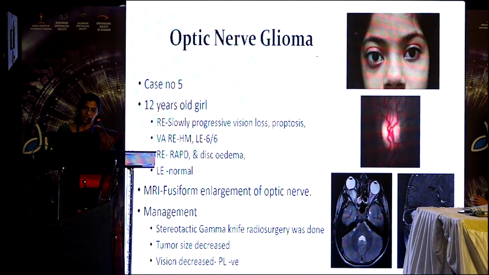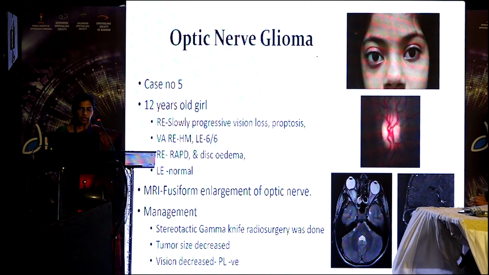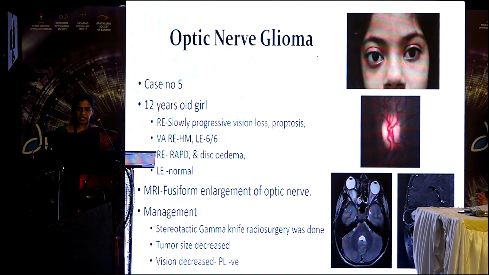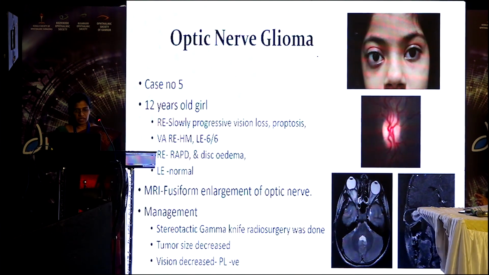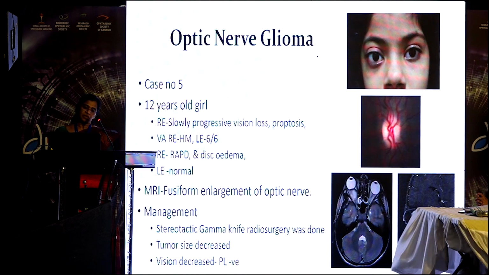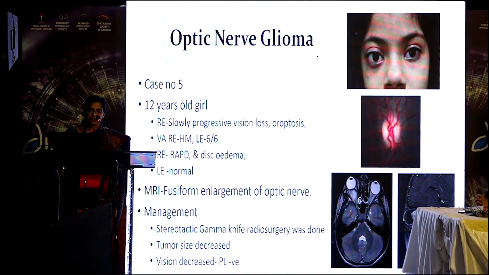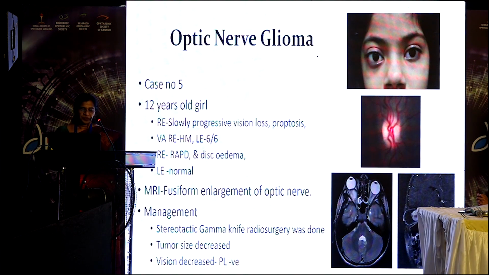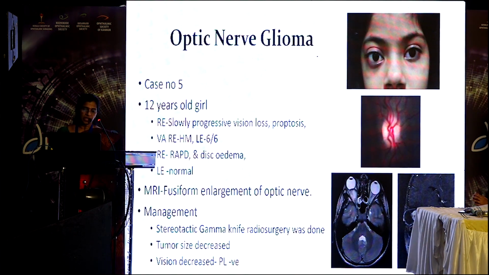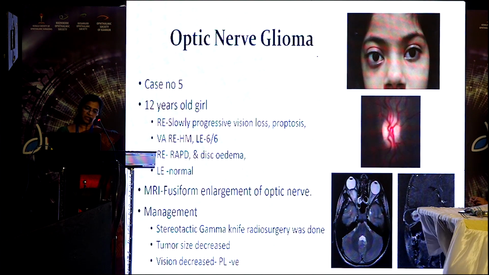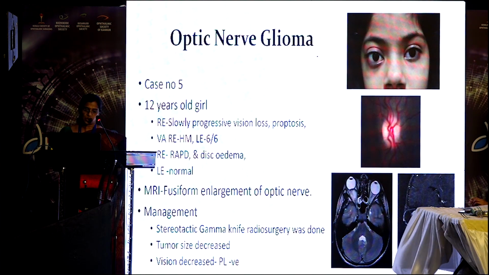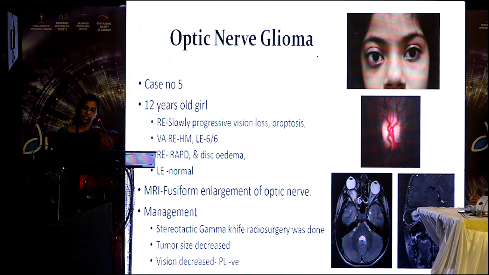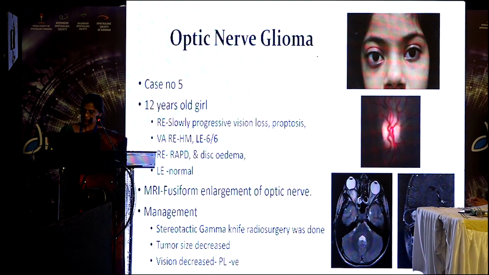And this girl presented with proptosis and loss of vision, and imaging showed a huge lesion in the orbit, with fusiform enlargement of the optic nerve suggestive of optic nerve glioma. Again, she opted for ablative surgery. We could reduce the progression, but vision has reduced to PL negative. But the lesion has reduced in size and proptosis also reduced.